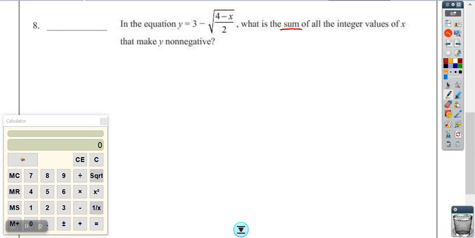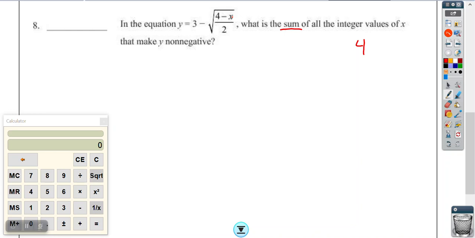All right. So what do I know about square roots? Well, I know that what's inside the square root cannot be negative, because then we get into imaginary numbers. We don't want that. So that means that as soon as x gets greater than 4, it doesn't work anymore. Now x can be 4, because 4 minus 4 is 0, and 0 divided by 2 is 0. The square root of 0 is 0. That'll still give us y is equal to 3. 3 is an integer. So we're good with that, right? So the largest number we can have is 4.